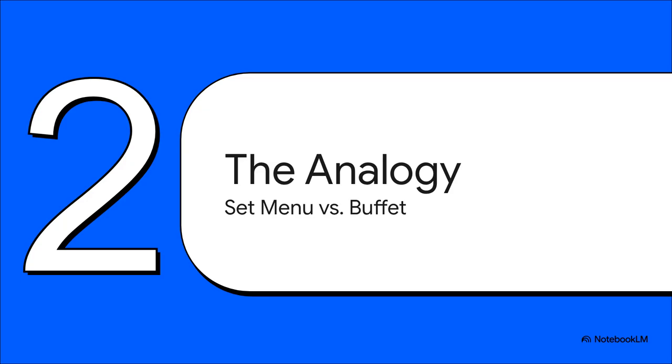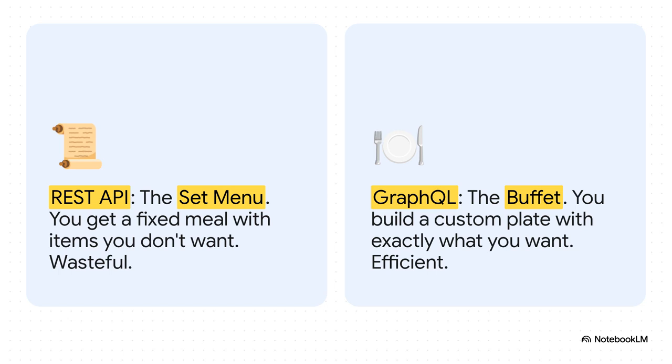Just imagine you're at a restaurant. So think about the old way, a traditional REST API. That's like going to a restaurant with only a set menu. You have to order meal number 3. It comes with a burger, fries, a side salad you didn't ask for, and a soda you don't even want. You get the whole shebang, whether you like it or not.